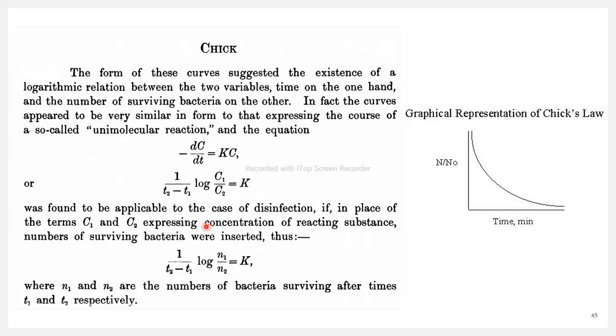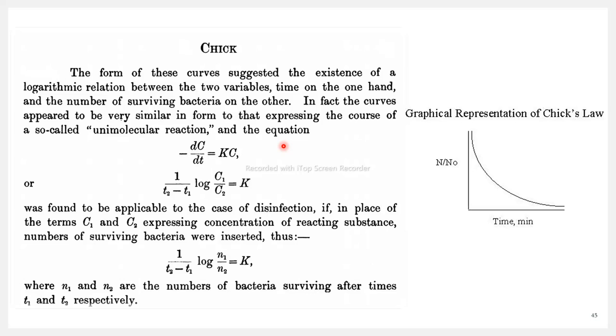And you will apply, you remember that Chick's law follows a first order reaction rate. That means minus dC by dt, the rate of decrease of whatever concentration is there, be it chlorine or bacteria, whichever follows Chick's law, it is first order kinetics. That means it equals k into C. C to the power 1 will be there, not 0, not 2, 3, 4. It's a first order kinetics.